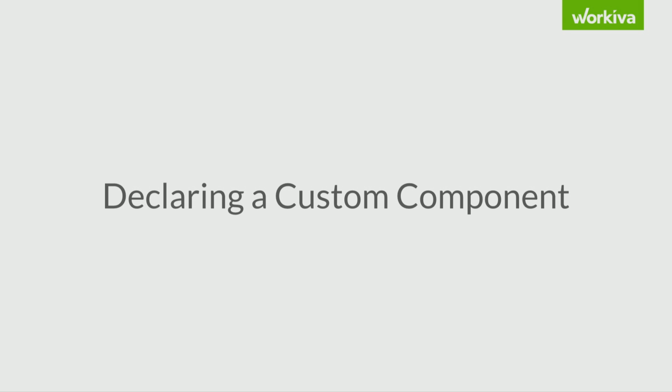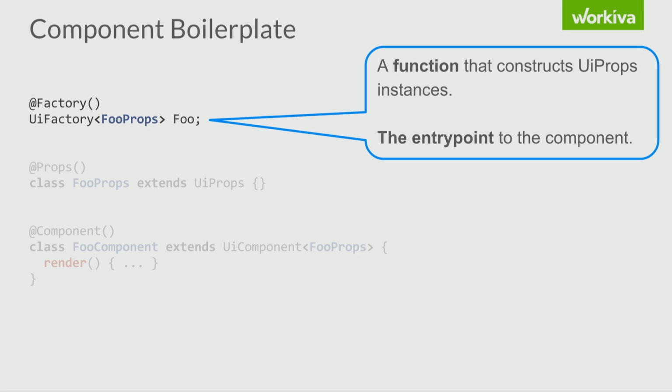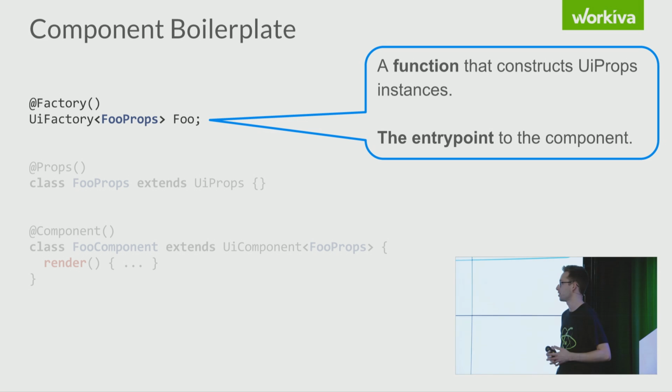So what does it look like to declare a custom component? Now that we've seen all the parts, how does this all come together? So first, we have a factory. And this is the function. This is a function variable that constructs UI props instances and gives us instances of those builders. And this is the entry point to the component. This is what your consumers are going to use when they're rendering them.